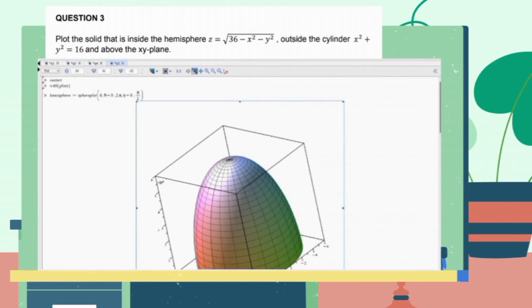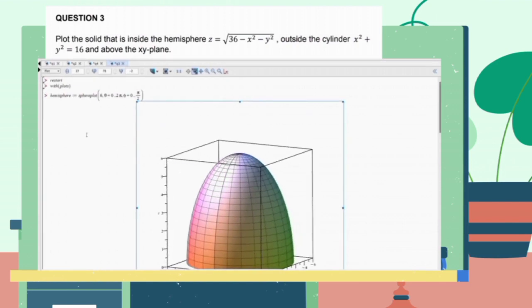Okay, next, question number 3. Plot the solid that is inside the hemisphere z equal to the square root of 36 minus x to the power of 2 minus y to the power of 2, outside the cylinder x to the power of 2 plus y to the power of 2 equal to 16, and above the xy plane. So always the first command, we restart, and then we use the with plots in order to plot the 3D diagram.